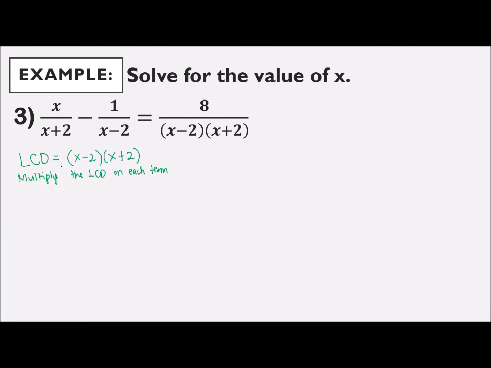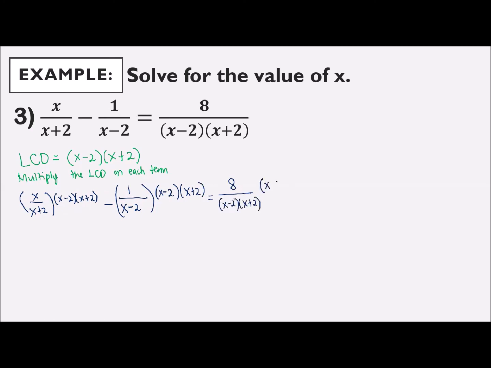So, ganun ulit po ang gagawin natin. Kopyahin natin each term. We will start with x over x plus 2 multiplied with x minus 2 and x plus 2 minus yung next term, 1 over x minus 2 multiplied again with x minus 2 and x plus 2 is equal to 8 over x minus 2 and x plus 2. Multiply lang ulit ang LCD. And then, katulad ng binanggit ko kanina, we will now proceed on cancellation.